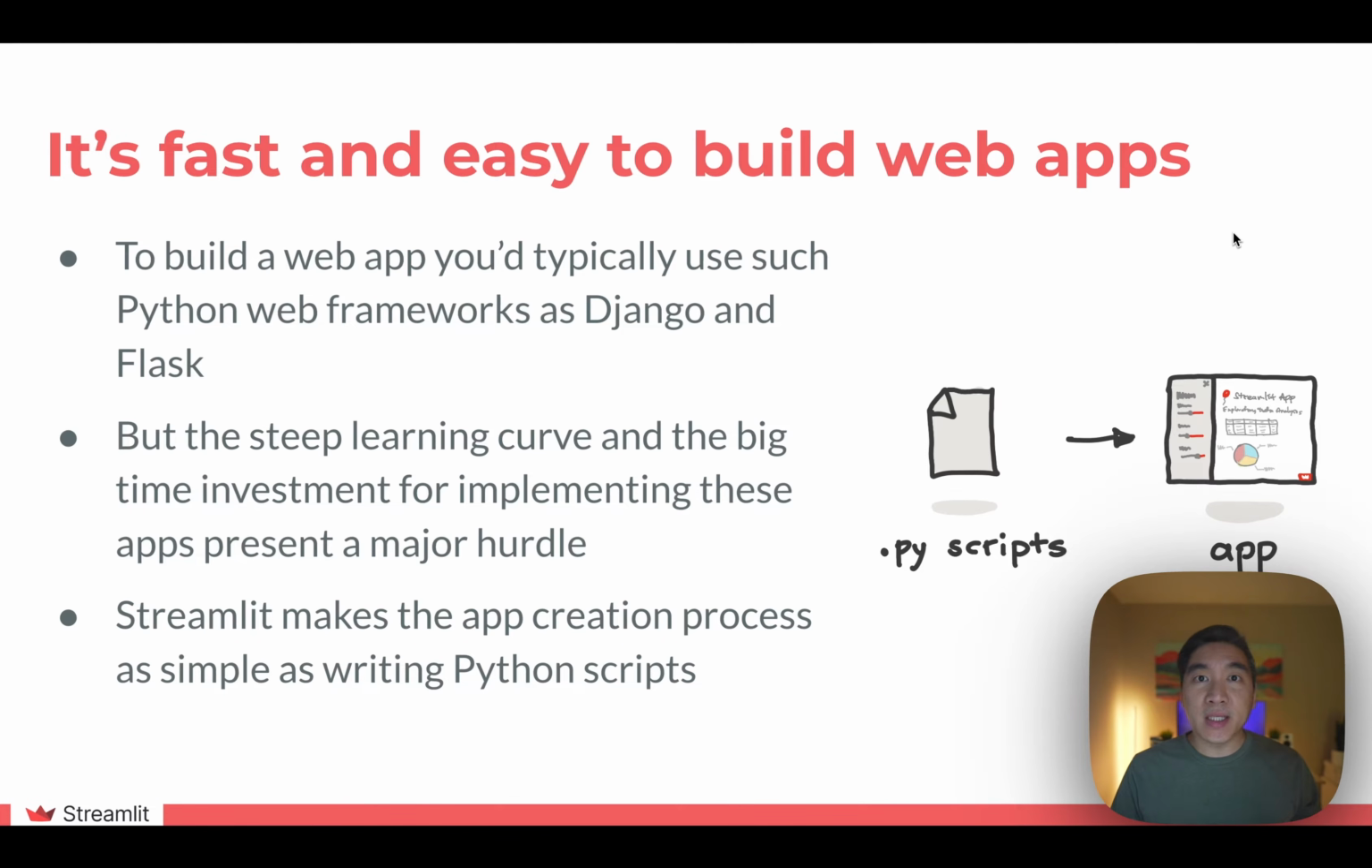So with Streamlit, it's fast and easy to build web apps. Typically, when you want to build a web app, you'll probably use Python frameworks such as Django or Flask. However, the learning curve is quite steep and you might have to invest a lot of time in learning the principles and also the design. Streamlit takes a lot of the heavy lifting of this and allows you to use pure Python in order to create your web app. So essentially, you'll see here in the cartoon illustration that Streamlit allows you to create your web apps just by writing Python scripts, and then you'll get the web application.